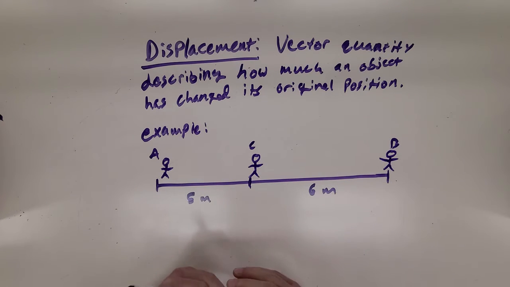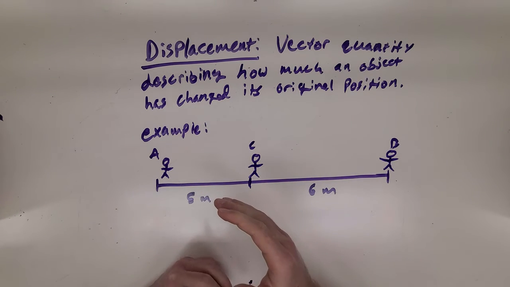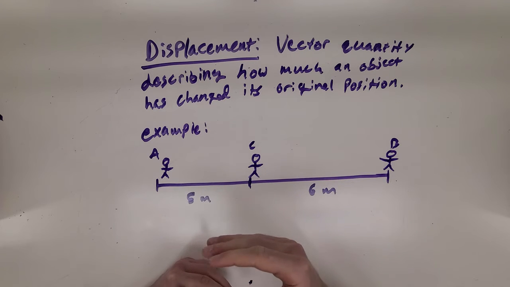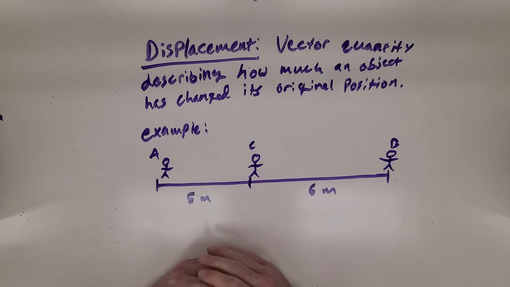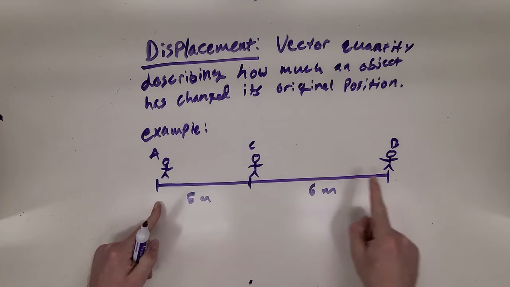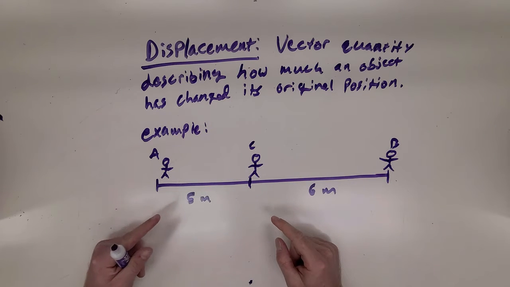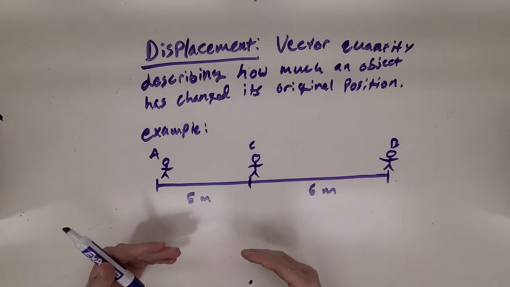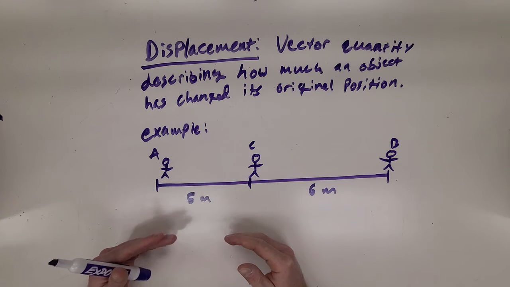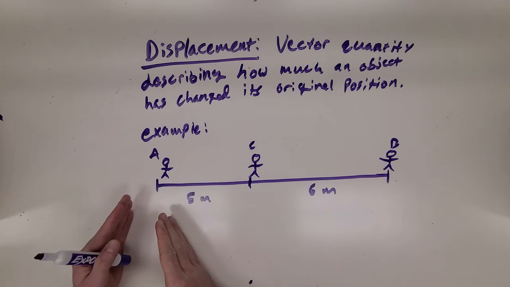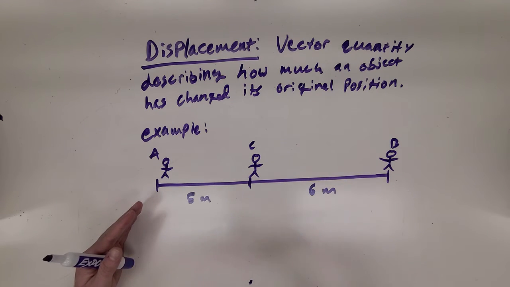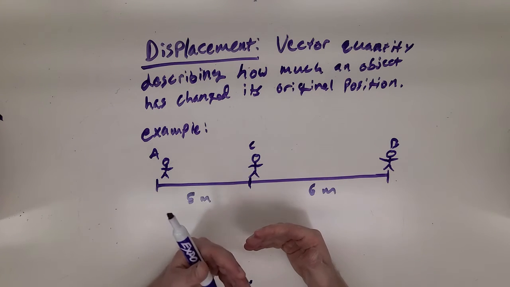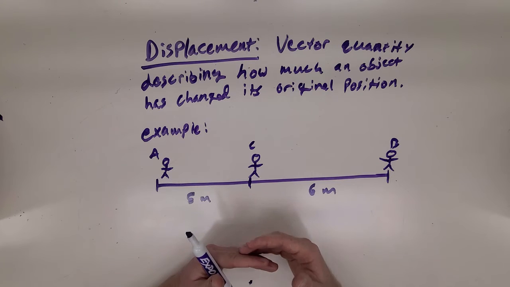Let's go ahead and talk about displacement. When we talk about displacement, we are talking about a vector quantity that describes how much an object has changed its original position. The difference between that and distance is, when we're talking about distance, it's the total ground that an object has covered during its motion. But when we talk about displacement, it takes into account just its change from its original position. Displacement is a vector quantity, which just means that it has a direction involved.